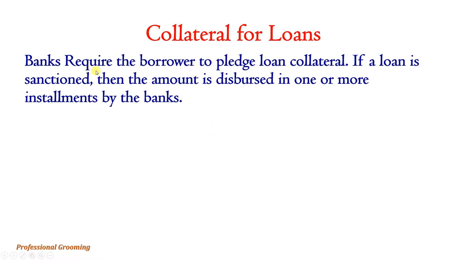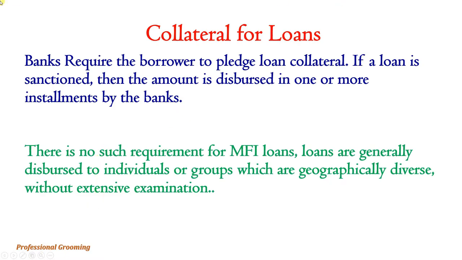Collateral for loans. Banks require the borrower to pledge loan collateral. If a loan is sanctioned, then the amount is disbursed in one or more installments by the banks. On the other hand, there is no such requirement for microfinancing institution loans. Loans are generally dispersed to individuals or groups which are geographically diverse without extensive examination or collateral.